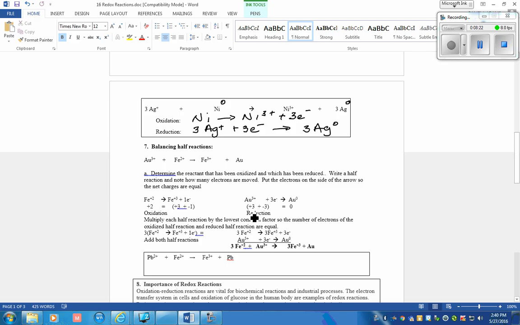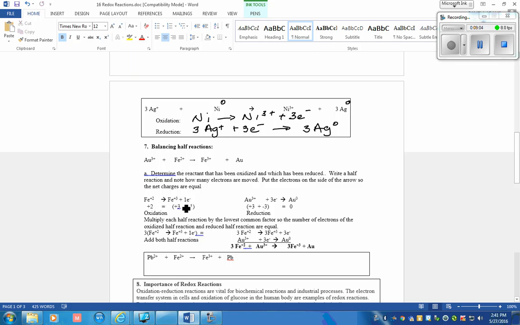In the reduction half reaction, gold plus 3 gains 3 electrons to become elemental gold, without a charge. So the 3 plus charge from the ion plus 3 negative electrons makes 0, and that equals 0 on the other side. We know we have the correct number of electrons being exchanged in this reduction half reaction.